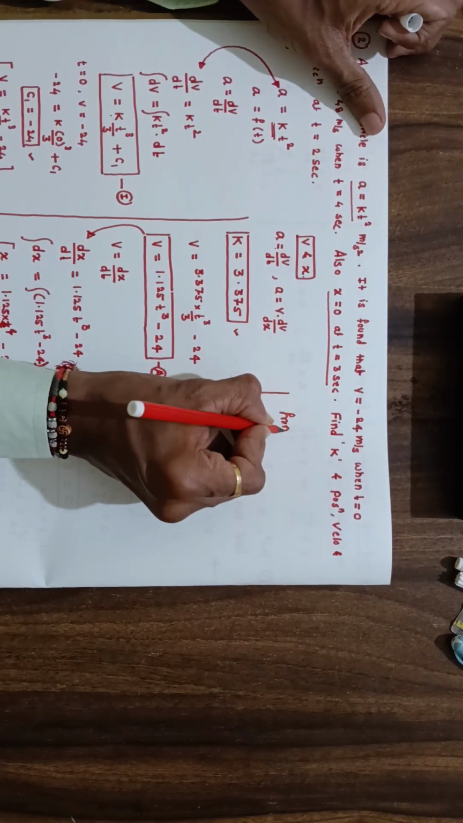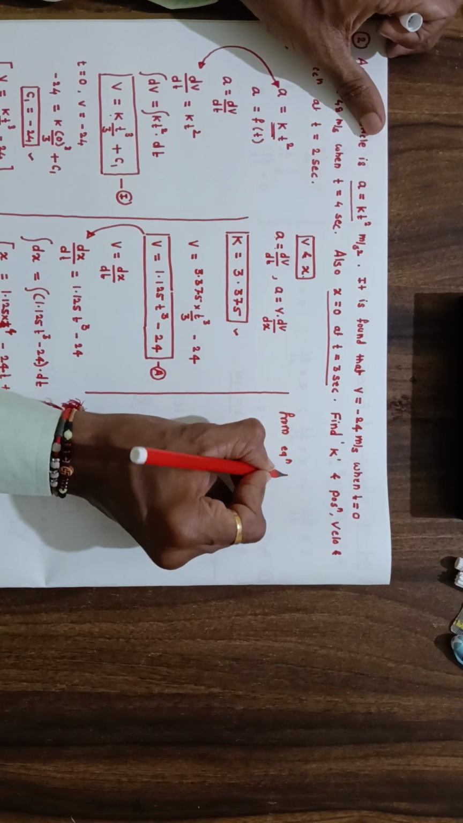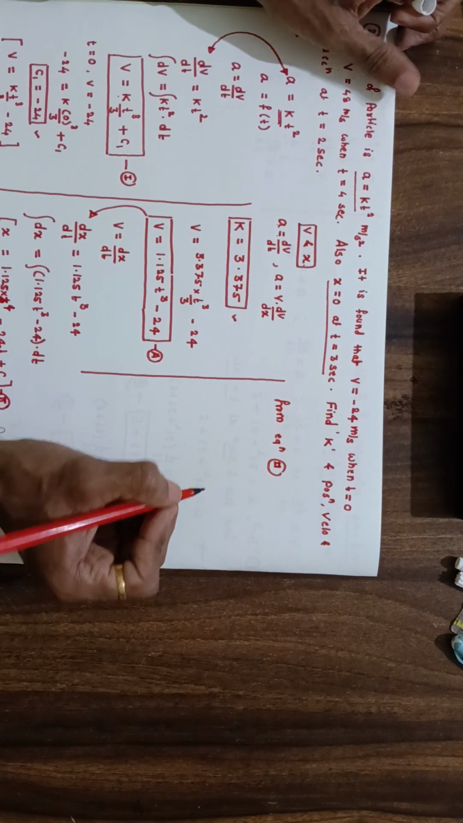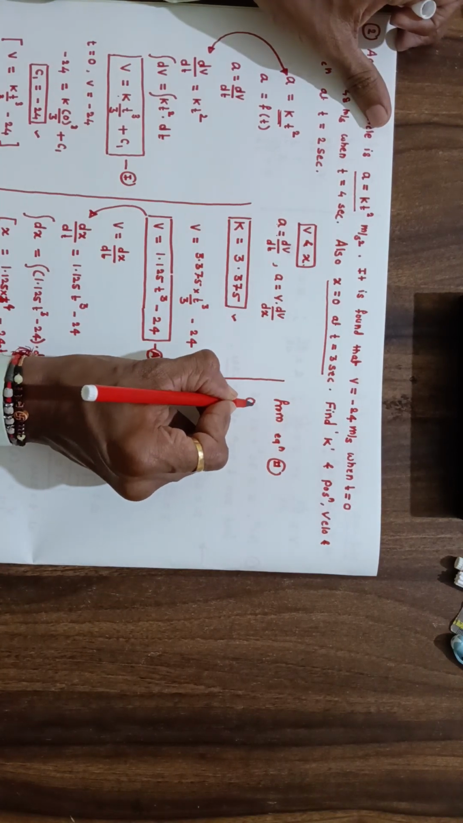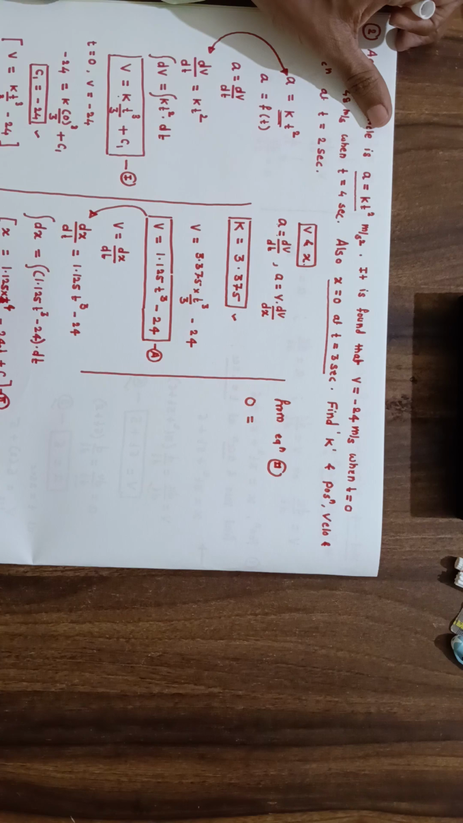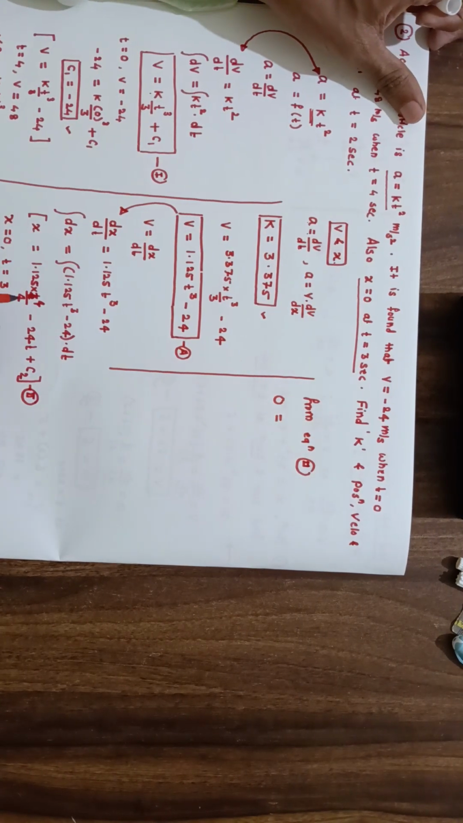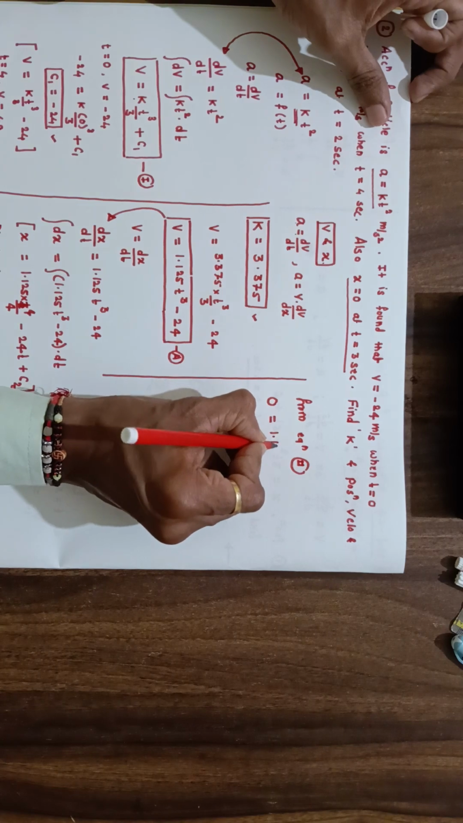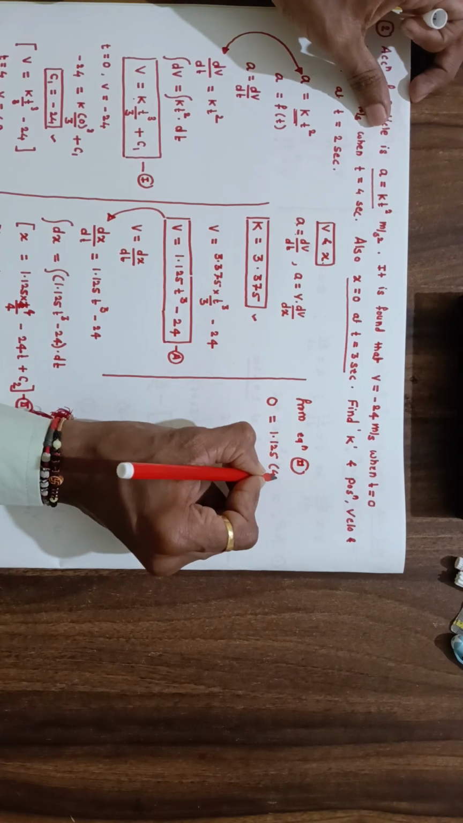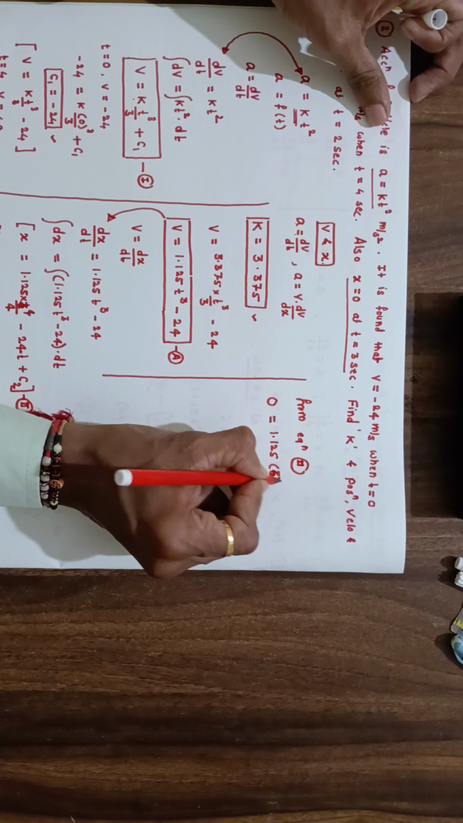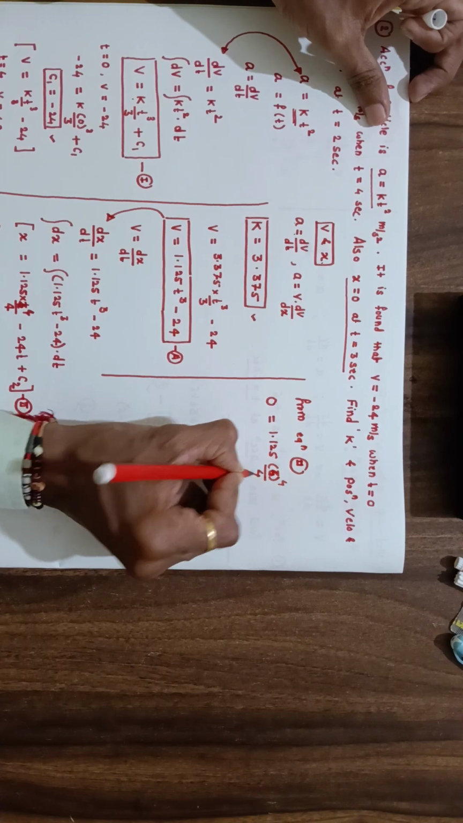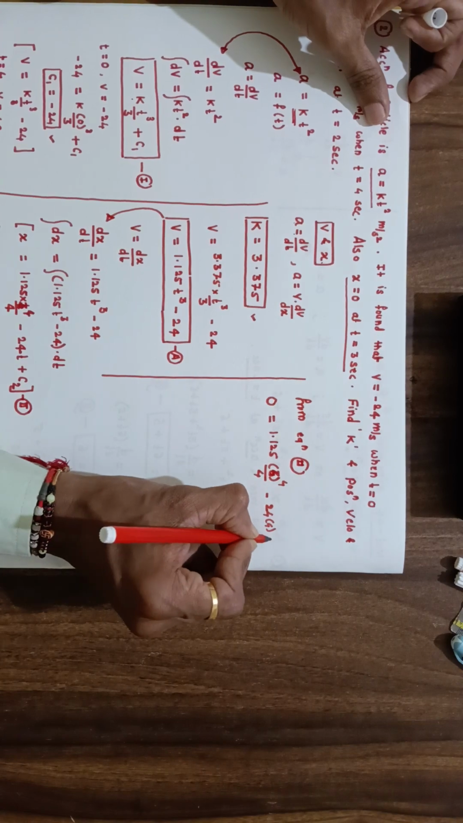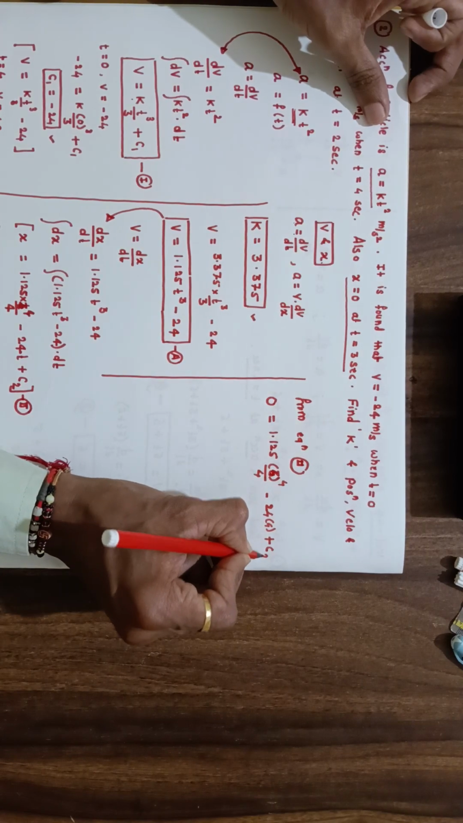So from equation 2, x value is 0, so this is a 0. t value is 3, so it is 1.125 times 3 raised to 4th divided by 4 minus 24 into 4 plus the constant c2.